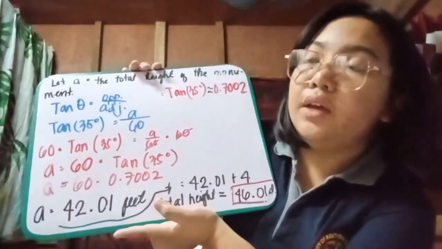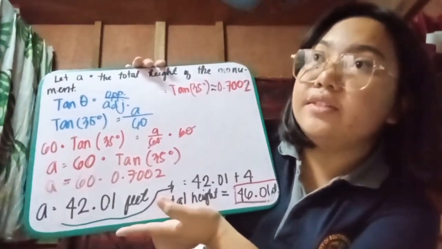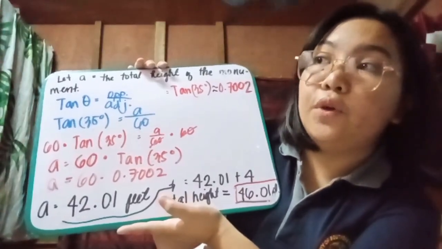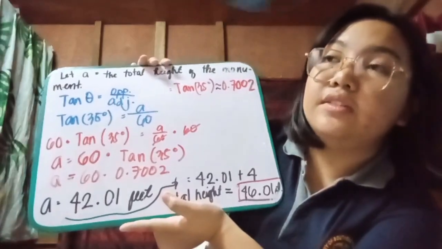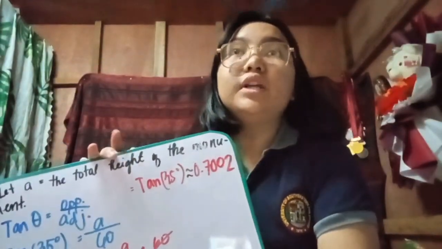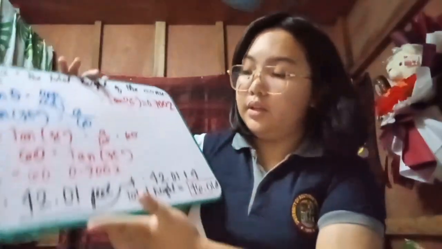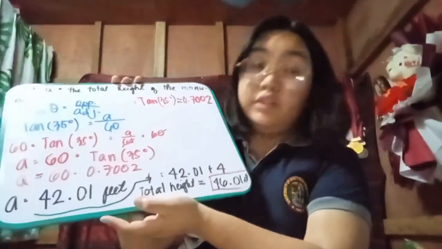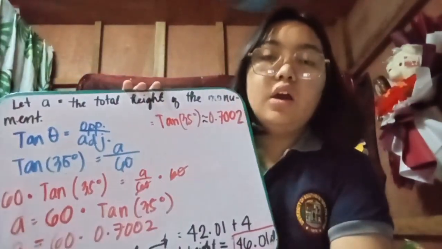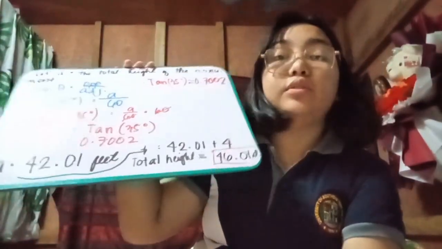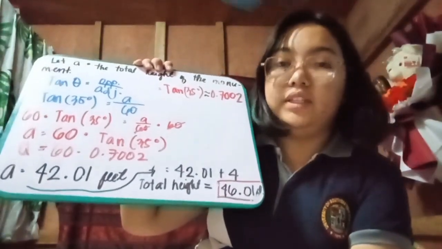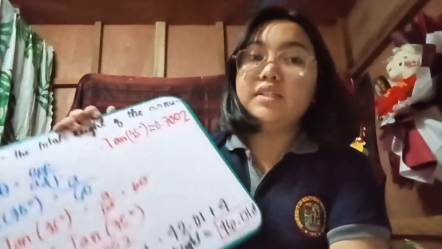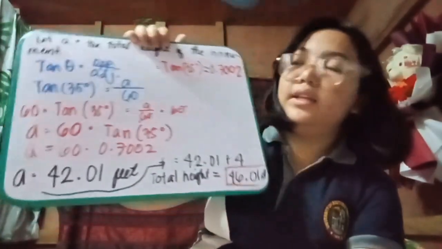That is the height of the monument that rises from the telescope. But since the telescope stand has a height of 4 feet, and our problem is looking for the total height of the monument from the ground, we add 42.01 plus 4, where 4 is the height of the telescope stand, which is equal to 46.01 feet. Therefore, the total height of the monument from the ground is 46.01 feet. That's all.